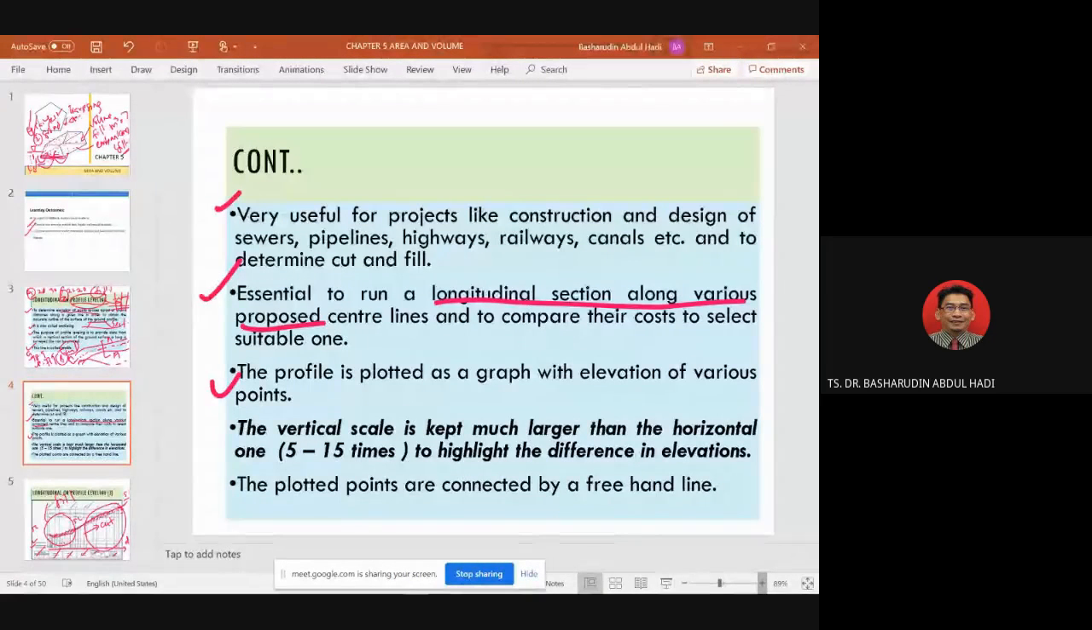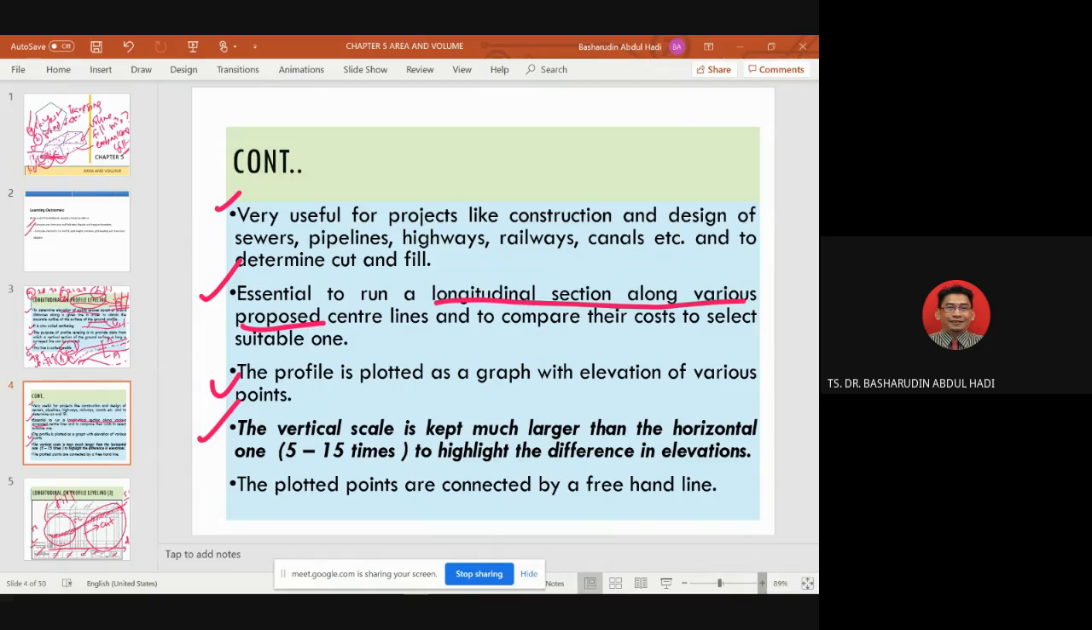The profile is plotted as a graph with the elevation of various points. Still remember the graph paper during your school days? This graph paper is the basis to understand longitudinal or profile leveling. The vertical scale is kept much larger than the horizontal one, normally 5 to 50 times, to highlight the difference in elevation. Because we are concerned about the verticals, we must enlarge the vertical scale.